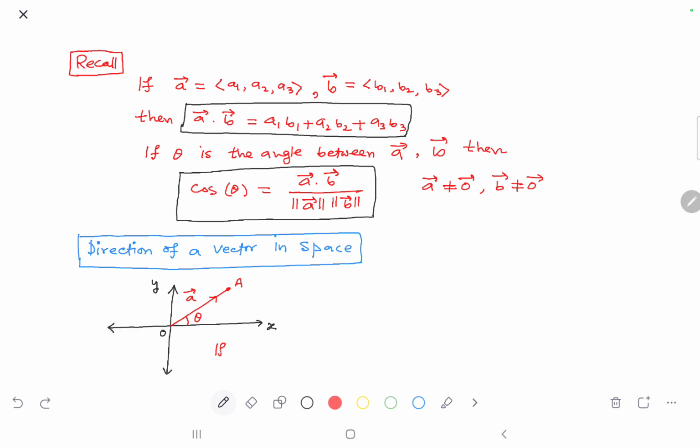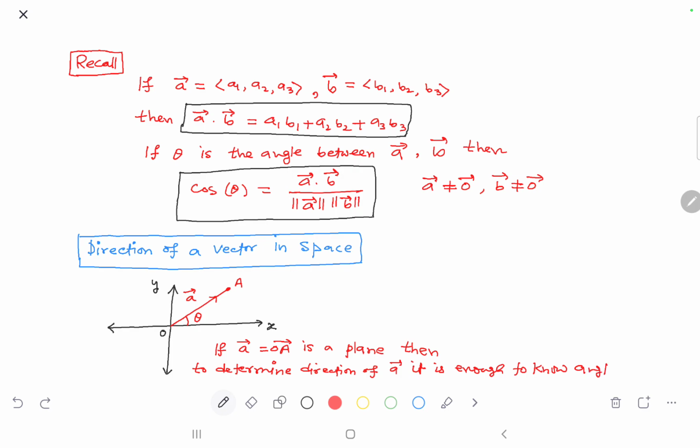So if vector a equals vector OA in a plane, then to determine the direction of a vector, it is enough to know the angle theta.